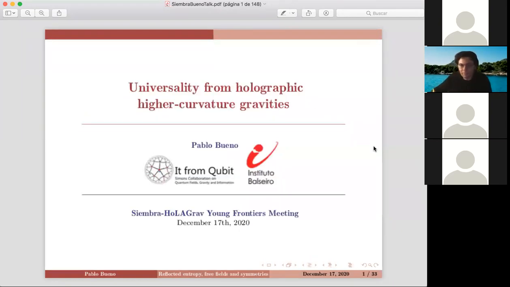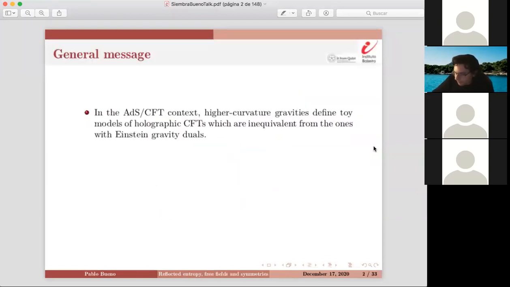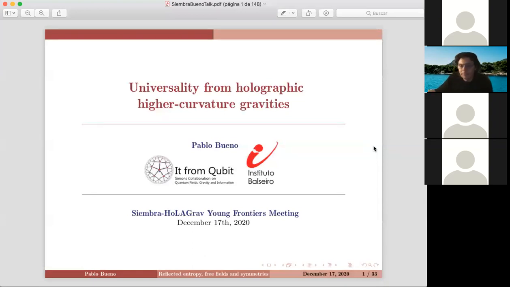So I'm going to start with a general message of what I'm going to try to convey to you today, and this is the idea that you can sometimes extract universal information, or results which are valid for general CFTs, using higher curvature gravities.